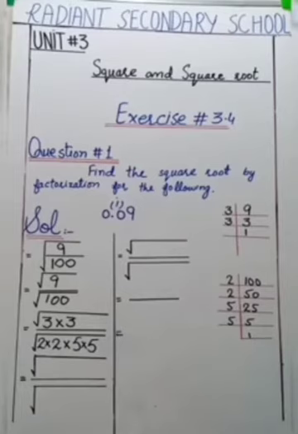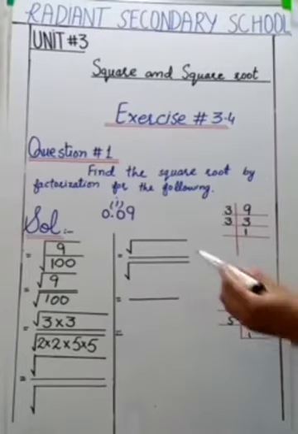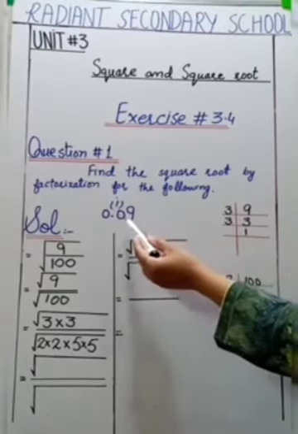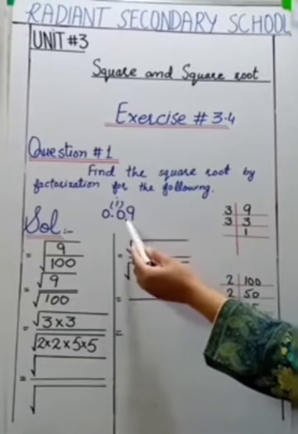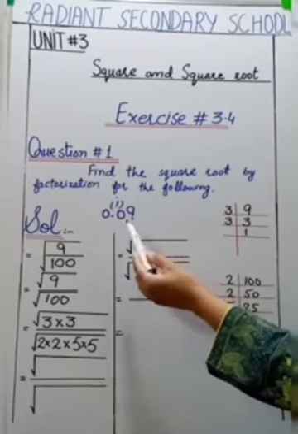Let's start question number 1. In question number 1, the statement is: find the square root by factorization for the following. In part number 1, the decimal number given is 0.09. In the first step, you will make it a fraction. What is the method of making it a fraction?